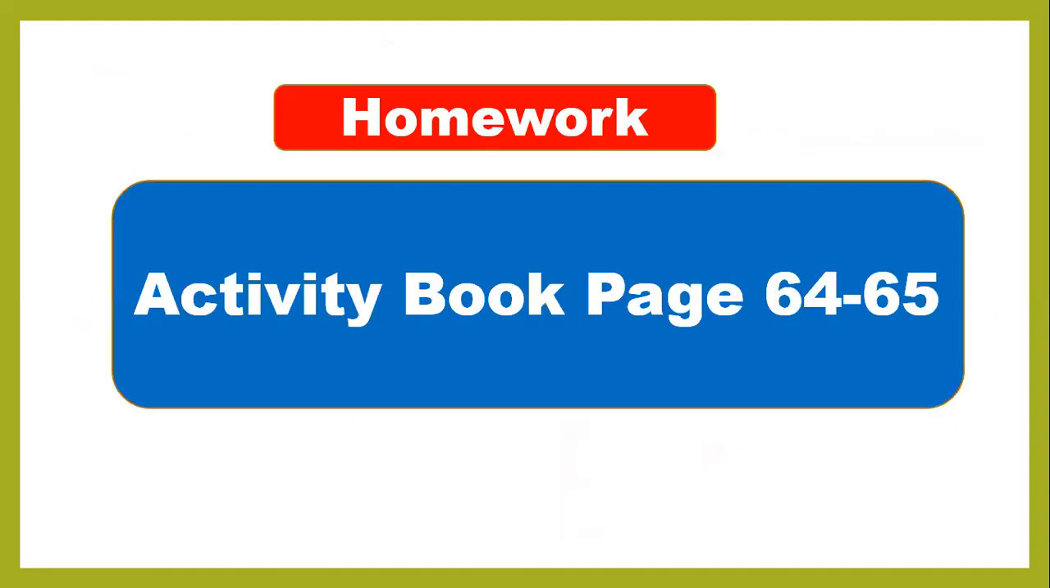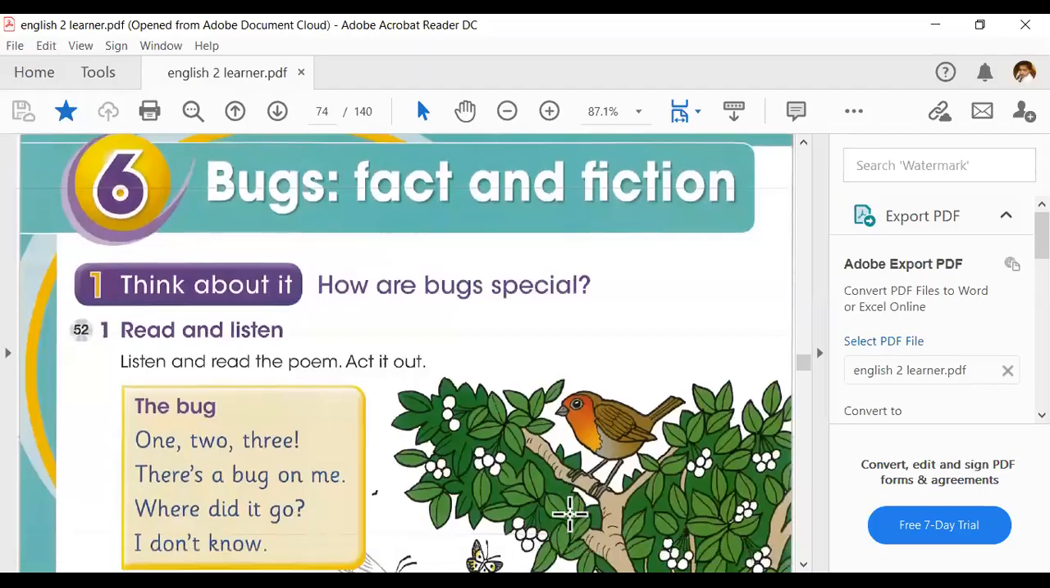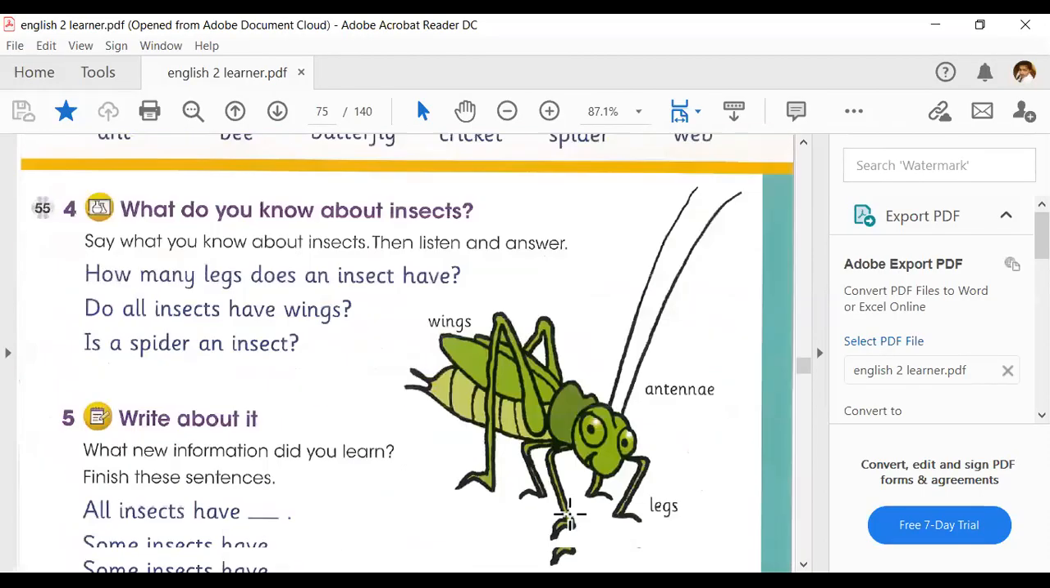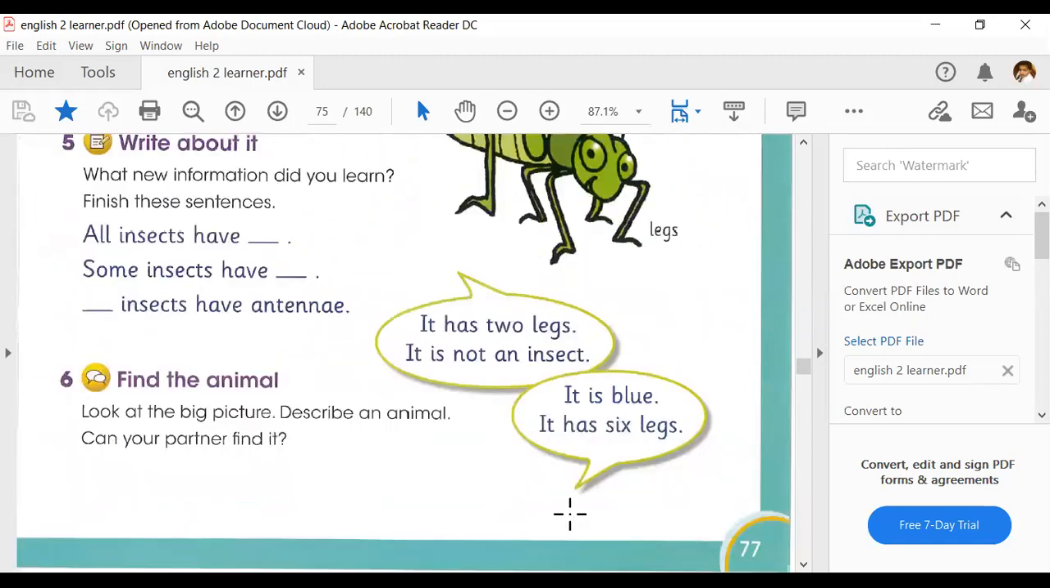So your homework is on activity book, page 64 and 65. And try to read well on page 76 and 77 about the different insects.